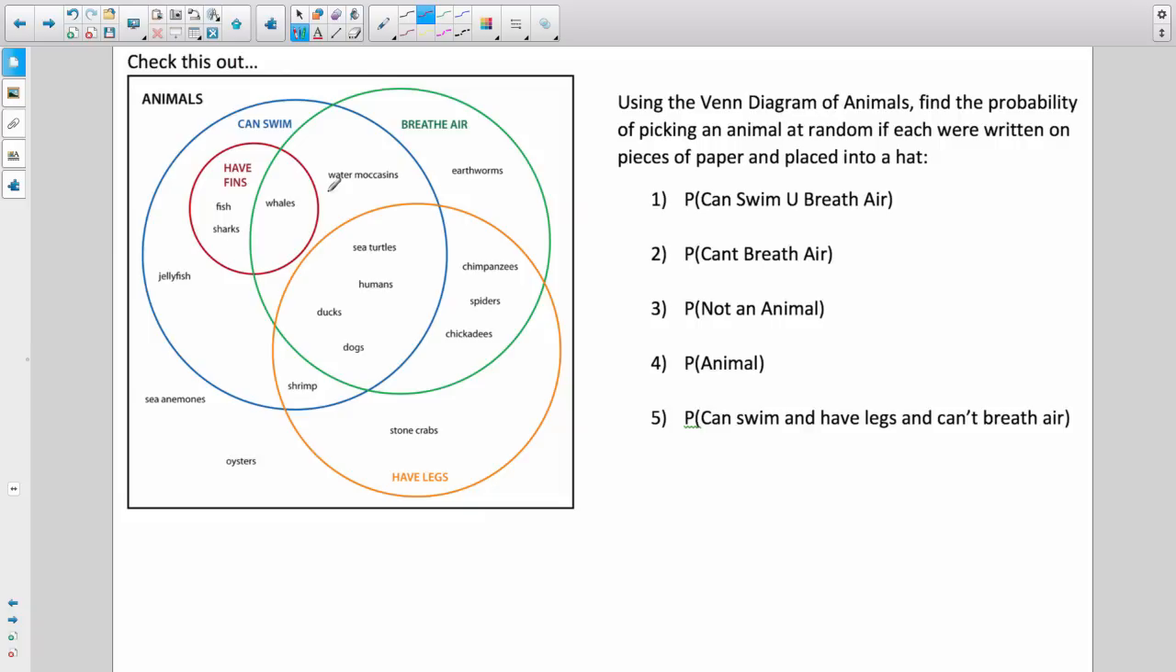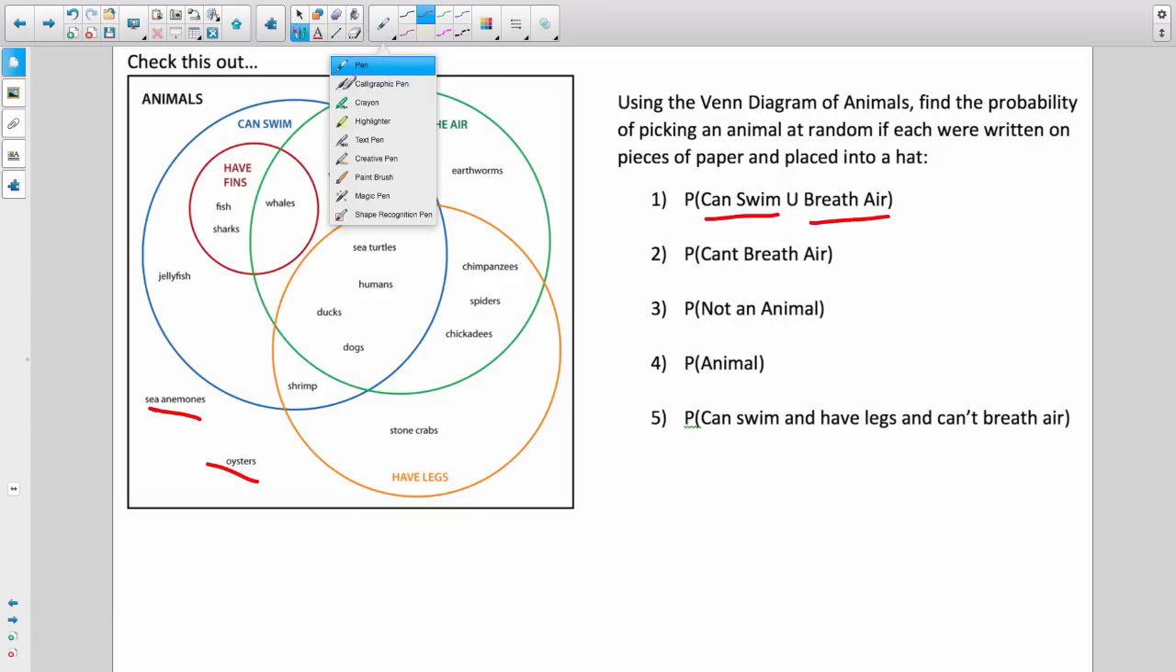I thought this was really cool. I found it on the web. It's just classification of animals using Venn diagrams, and it's a little more interesting because it's not just 2 circles. There's 4 circles here and a couple of people who are on the outside. So let's see if we can't figure this out. What's the probability that if we just randomly picked an animal, that it would be an animal that can swim or breathe air? So if you can swim or you can breathe air, you count.